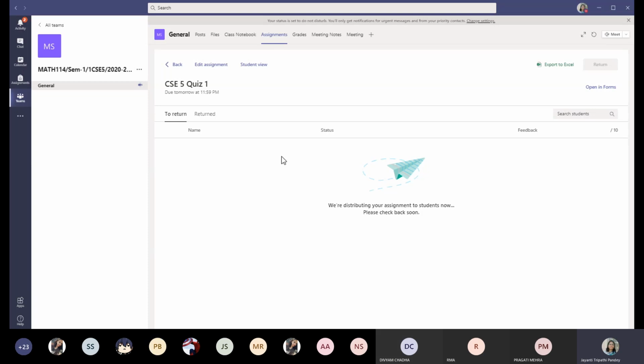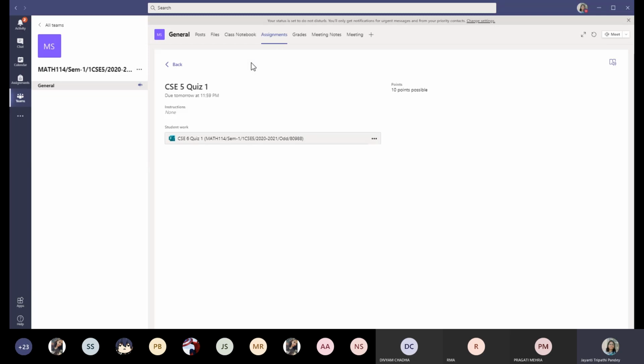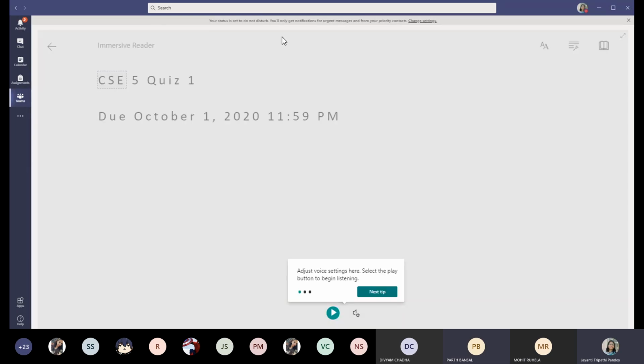Just check, refresh. Student view, it should come like this. No ma'am, still not visible. Why is it not visible? Ma'am, it says no assignment in this class yet.